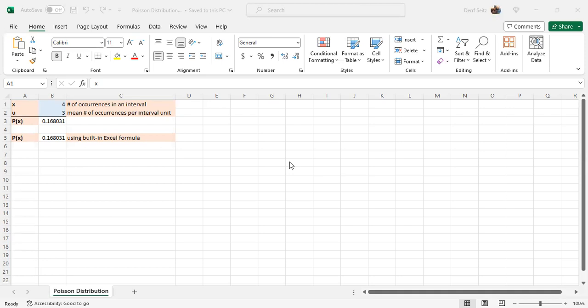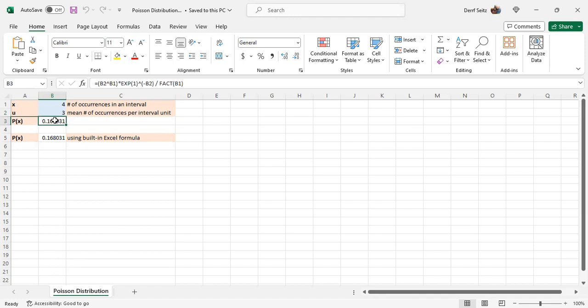This video shows how to use Microsoft Excel to calculate a probability for a Poisson distribution. The two inputs that are needed: x, the number of occurrences in an interval, in this case 4, and mu, the mean number of occurrences per interval unit, 3.